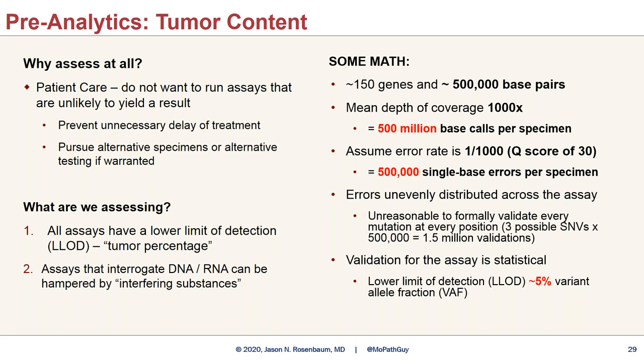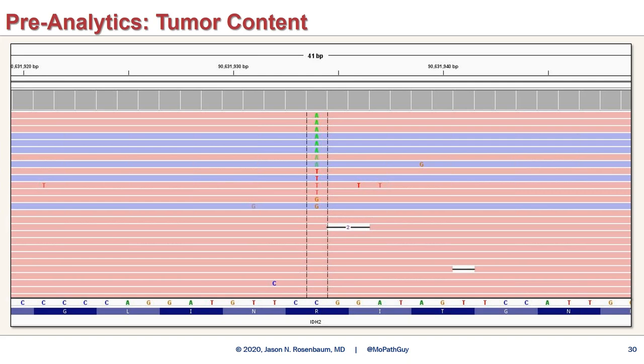And so this is just to illustrate that point, that this is an IDH locus that's clinically relevant, R172, I think. It doesn't really matter. The point is that what you're seeing here is the background sequencing error rate. And I hope what you take from this is that even if there were a low-level mutation below the lower limit of detection of the assay, we wouldn't be able to distinguish it from the background sequencing error. There is really no way to do it.